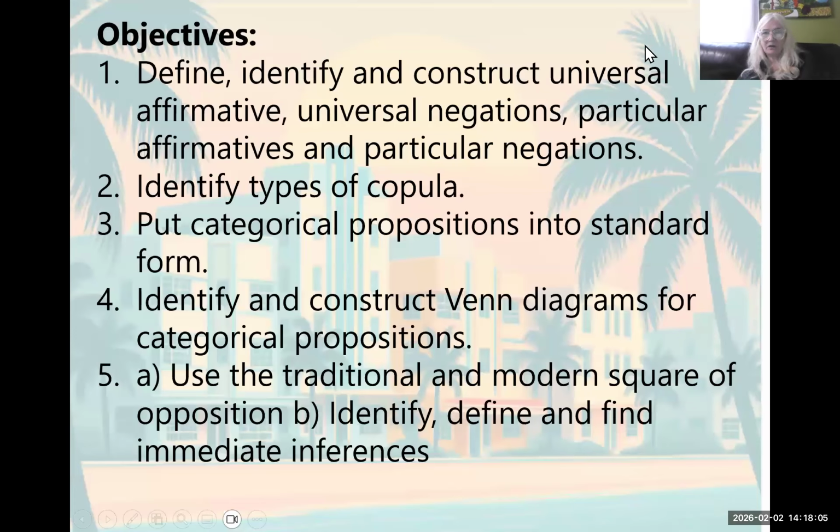So here, this is what you learned how to do. Define, identify, and construct universal sentences and particular sentences, identify types of copulas, put categorical propositions in a standard form, identify and construct Venn diagrams for categorical propositions, and use the traditional and modern square of opposition, as well as learn how to identify, define, and find immediate inferences.